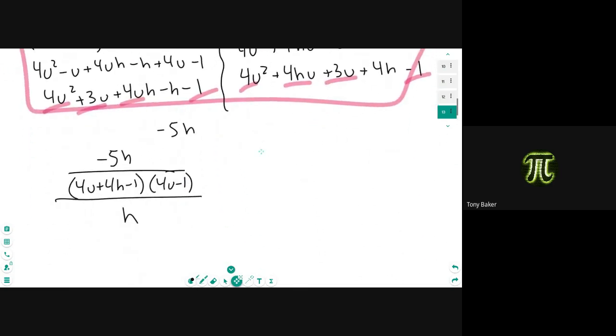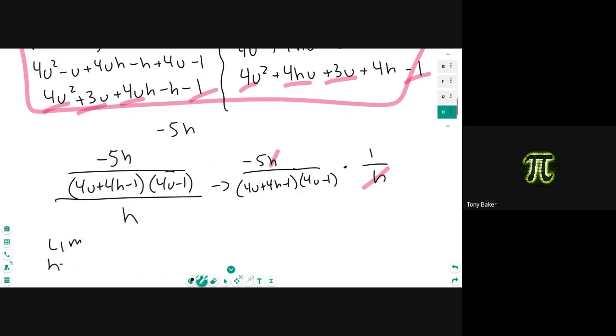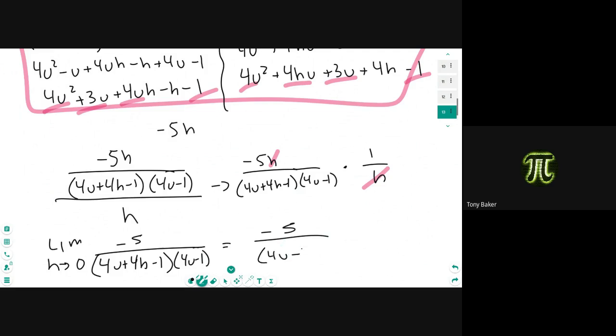So now I do my, notice I did not multiply the bottom because I don't need to, times 1 over h. So the h is now cancelled out. So I have the limit as h goes to 0 of negative 5 over 4u plus 4h minus 1, 4u minus 1. 4u minus 1 squared.